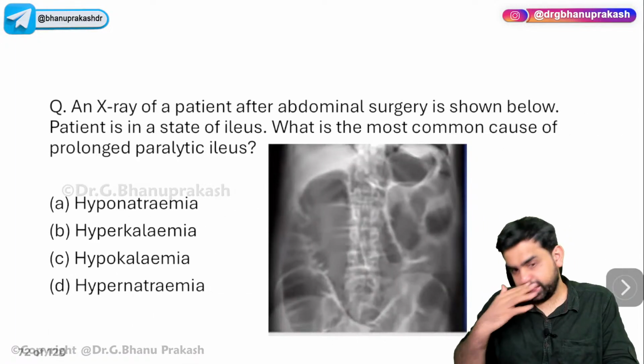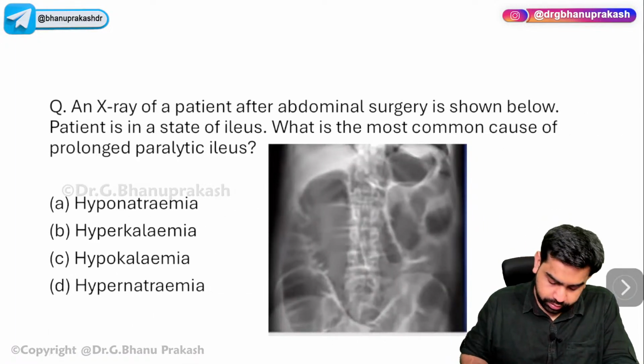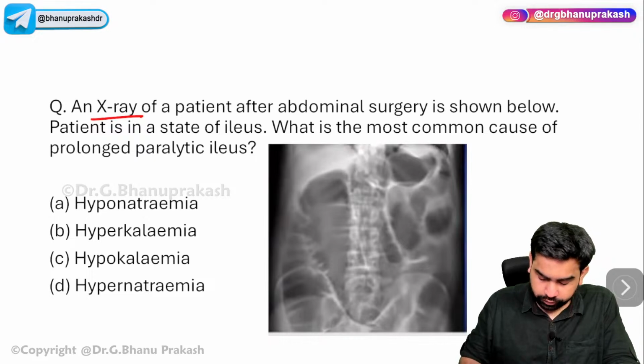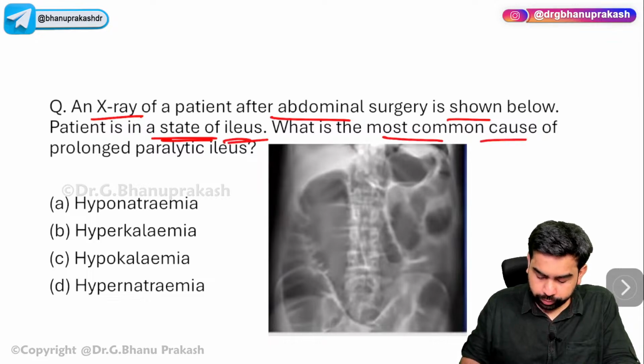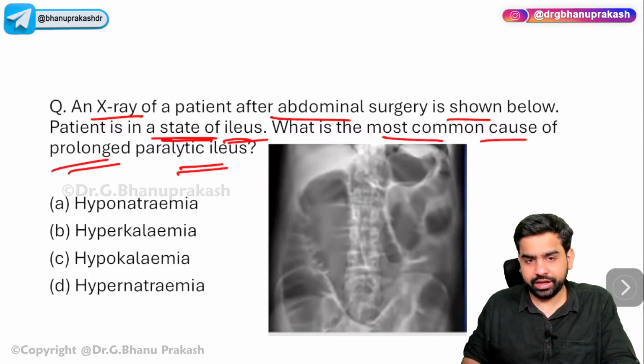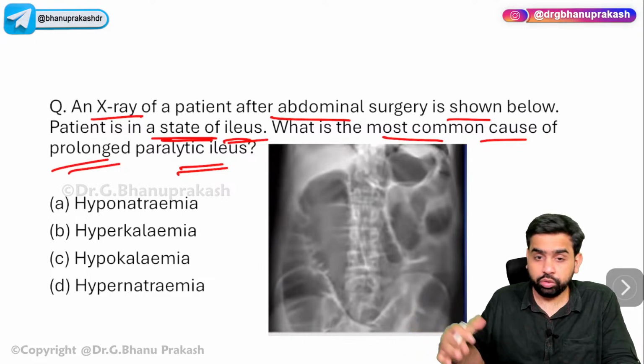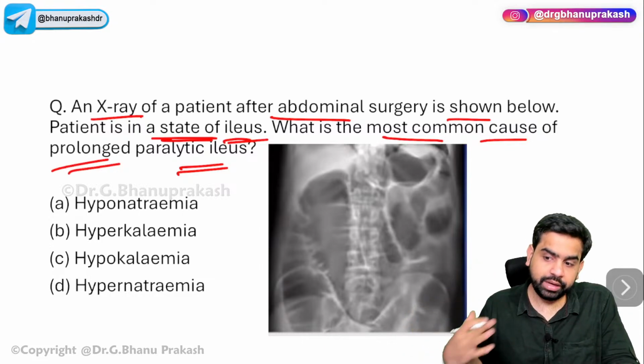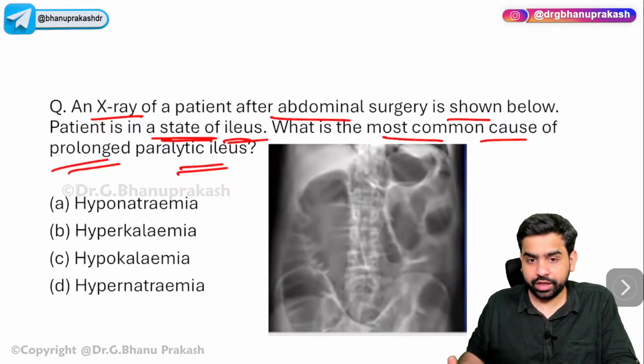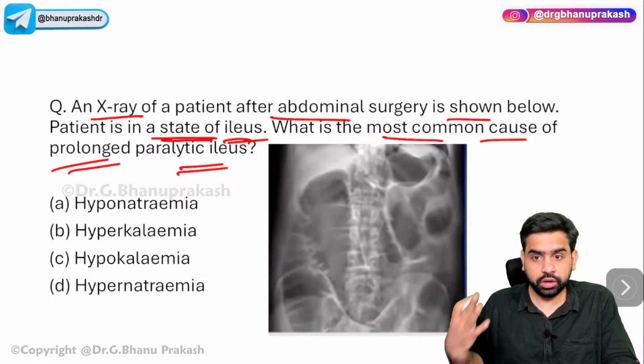Okay, now let's talk about this. There is a patient, and an x-ray of the patient with an abdominal surgery is shown below. The patient is in a state of ileus. What is the most common cause of prolonged paralytic ileus? In other words, they are asking you about a patient in a state of paralytic ileus.